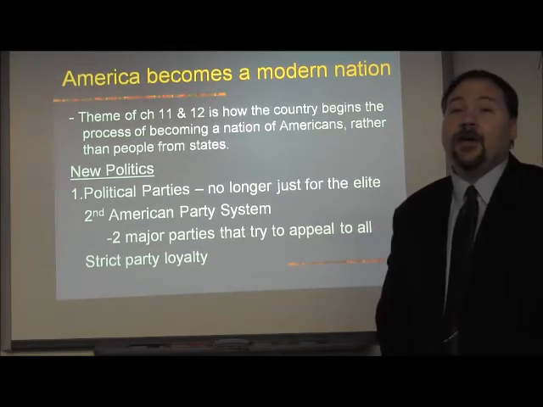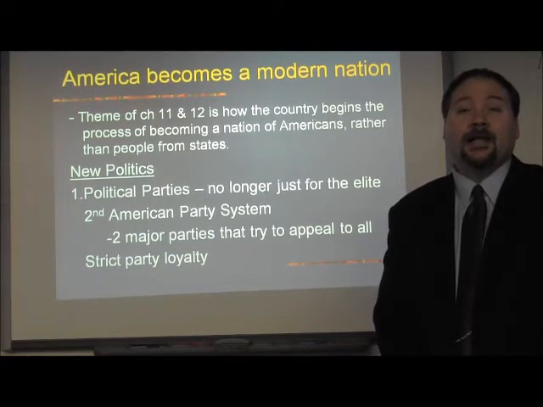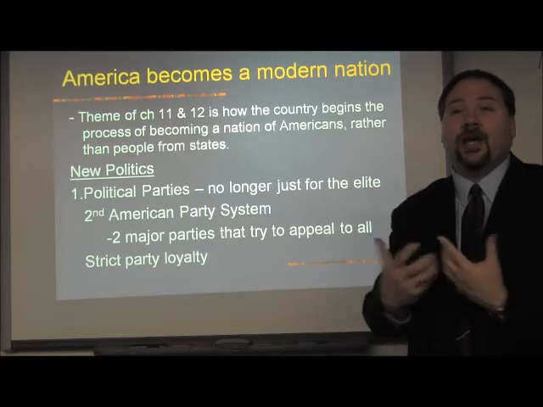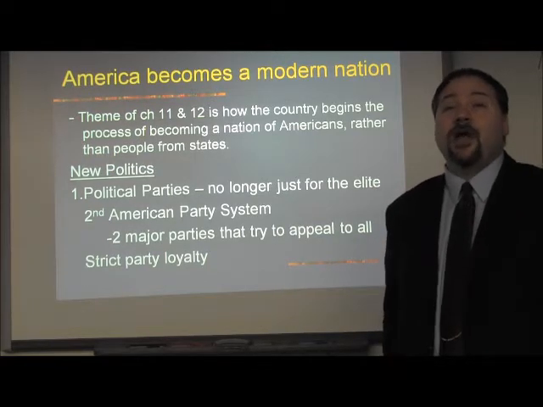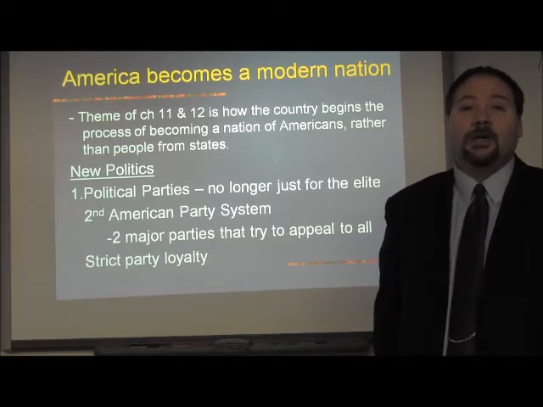And if you read the story at the beginning of chapter 11, you know that one of the big deals was strict party loyalty, like we have today, where we have this deadlock where all the Democrats vote yes or no on an issue and all the Republicans, or just about all of them.